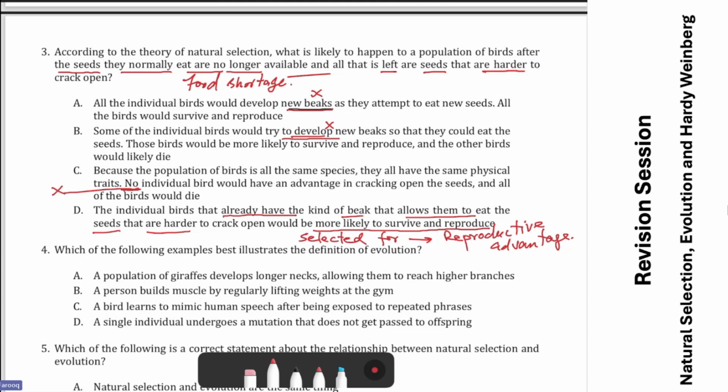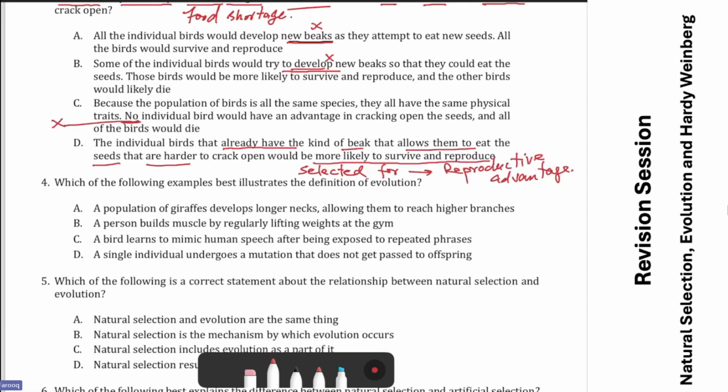Okay, moving to the next question. Which of the following examples best illustrates the definition of evolution? We know that evolution means change over time. So this is change over time. And always remember, this change is in population, not in species, not in organism. It's at the population level. So we need to say accordingly what answer can fit over here.